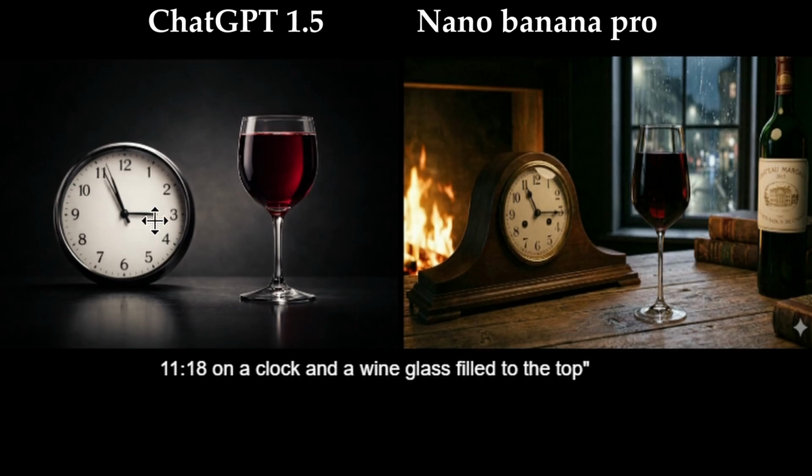Test 4. Next up, I also fed it a really tricky prompt, which so far not even Nano Banana Pro could get correct. So it's got to be 11:15 on a clock and a wine glass filled to the top. For GPT Image 1.5, it got both nearly correct. And this is the best render of a clock showing 11:15 that I've seen so far. And I guess one minor error, and this glass is not filled to the top.